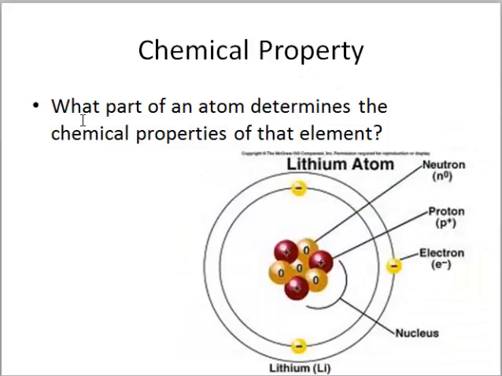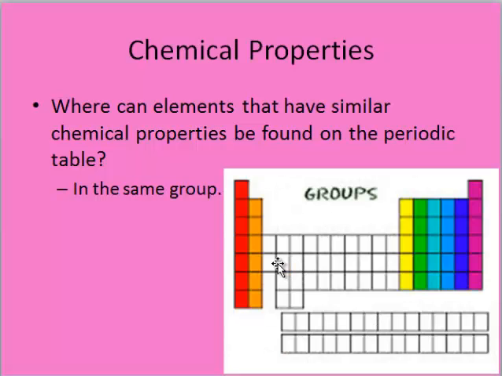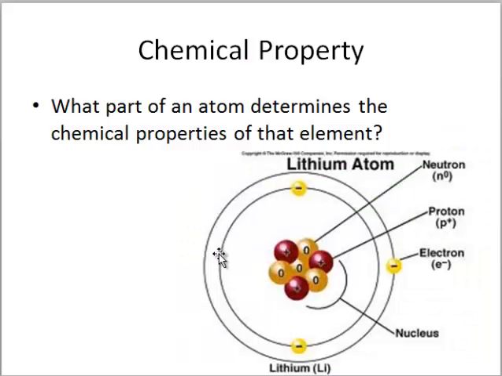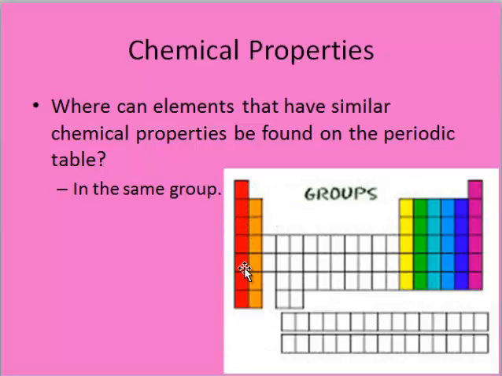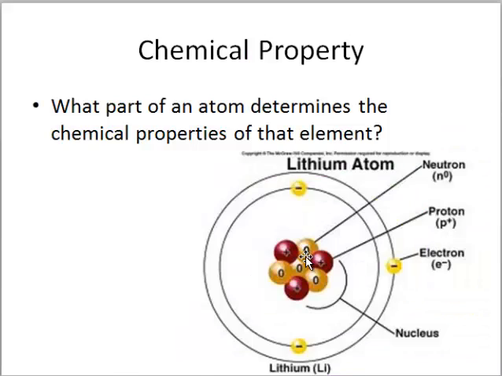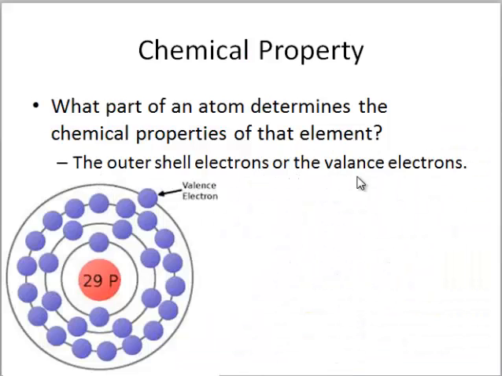So chemical properties. What part of an atom determines the chemical properties of an element? So here we have lithium. So lithium is going to be in this first group here because it has that 1 valence electron on the outside. And so we can know that it's 1 valence electron. It wants to get rid of it. So all of them in this group want to get rid of that 1 valence electron. So the outer shell electron, or the valence electron, is what is going to determine the chemical properties. So this one here, you see, has that one valence electron, and it's going to want to get rid of it so that this next energy level is full.